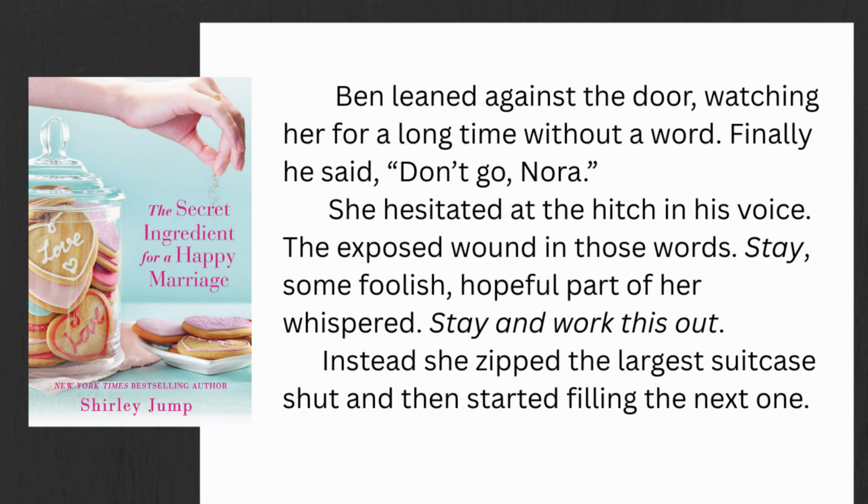In The Secret Ingredient for a Happy Marriage, Nora and her husband Ben are having a fight in the very first chapter. "Ben leaned against the door, watching her for a long time without a word. Finally, he said, 'Don't go, Nora.' She hesitated at the hitch in his voice, the exposed wound in those words. 'Stay,' some foolish, hopeful part of her whispered. 'Stay and work this out.'"